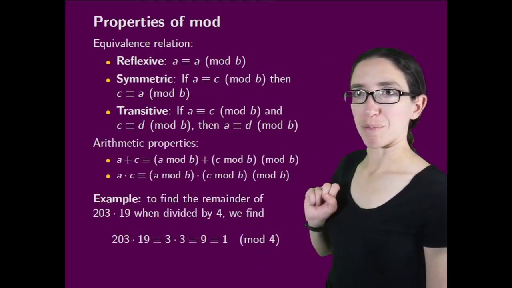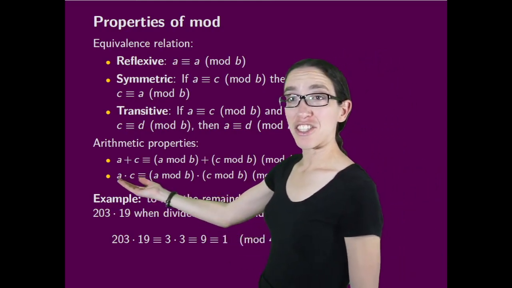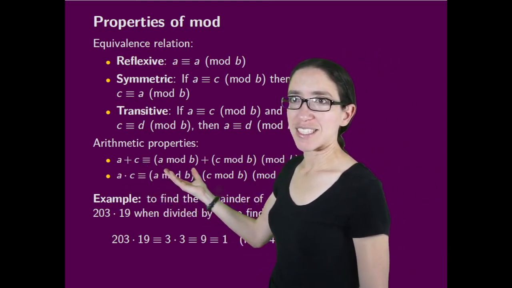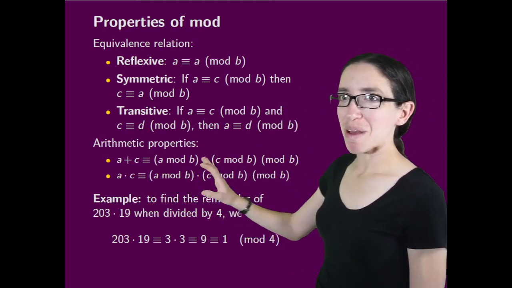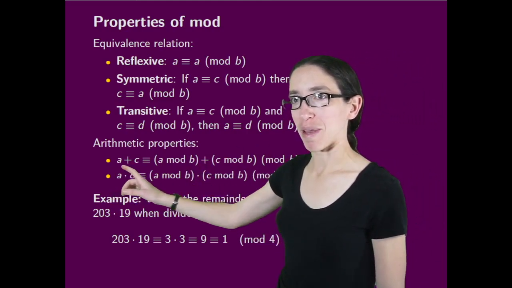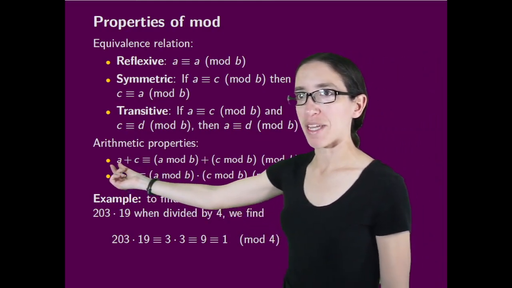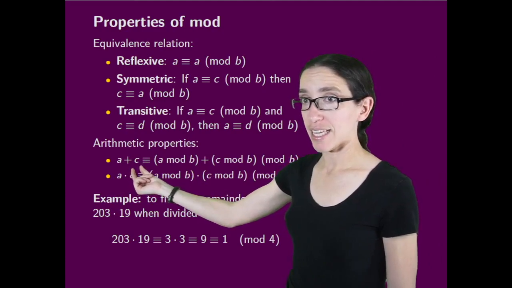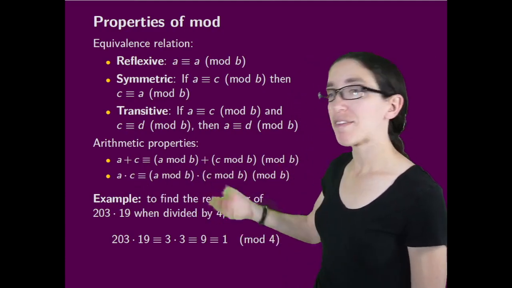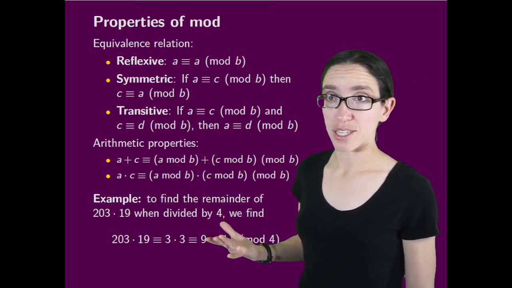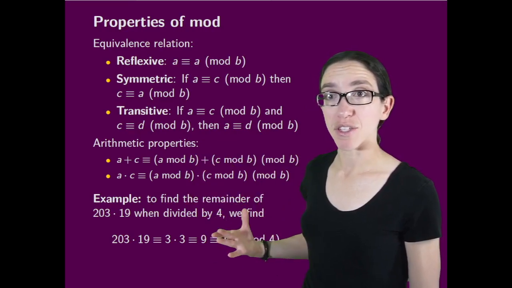But the more important properties are the arithmetic properties of modular arithmetic. One is addition. So a plus c is the same as a mod b plus c mod b, mod b. This is a mouthful way of saying that if you want to know the remainder when a plus c is divided by b, then you can first take the remainder when a is divided by b, and take the remainder when c is divided by b, and add those remainders together. You might have to take that mod b again, but it's a shortcut. You can simplify the two terms mod b before you add them, and that saves a lot of work.